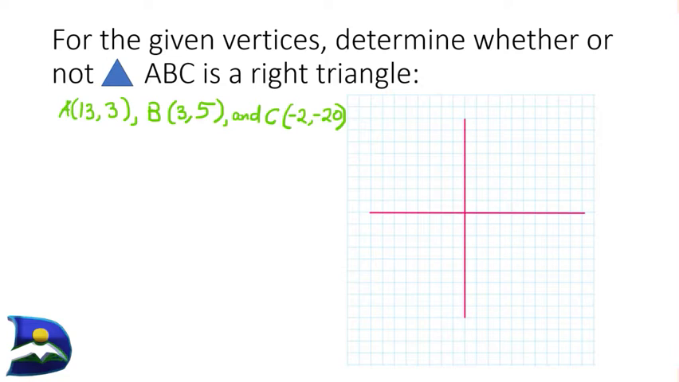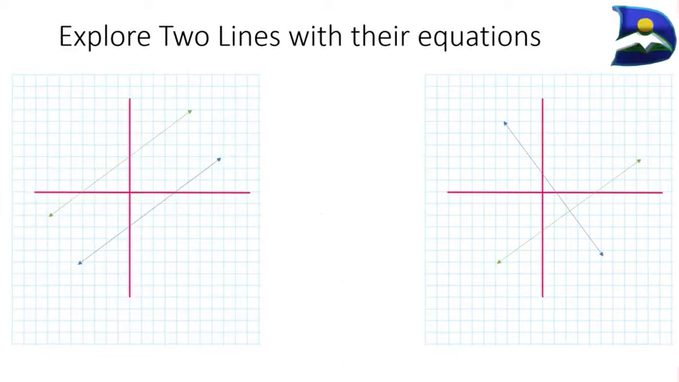Before we dive into this question, we're going to explore two lines with their equations. Here we see two graphs, and each graph has two lines, a green one and a blue one. We see some interesting differences between the two graphs. Looking at graph A, line 1, which is green, has an equation represented like that, and line 2 also has an equation represented like that.